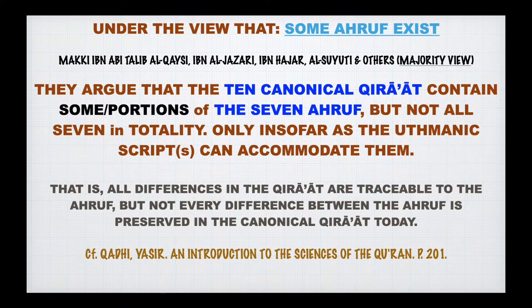Only insofar as the Uthmanic scripts, because they're different scripts and different readings, can accommodate them. So they say all the differences in the qira'at are traceable to the ahruf, but not every difference between the ahruf is preserved in the canonical readings that we have today. So that's the majority Muslim view on the topic.